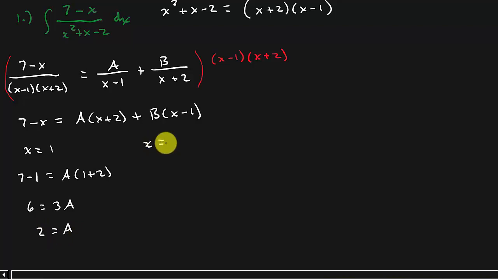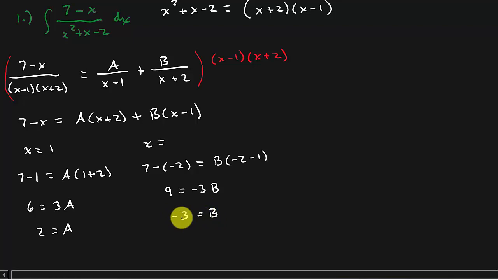And then I'm going to let x equal, can you guess what I'm going to let it equal? That's right, negative 2. Because when I let x equal negative 2, it's going to make this term go to 0, and I'll be able to solve for B. So that's going to give me 7 minus negative 2 equals B times negative 2 minus 1. So this is going to be 9 equals negative 3B. And so B is equal to negative 3.